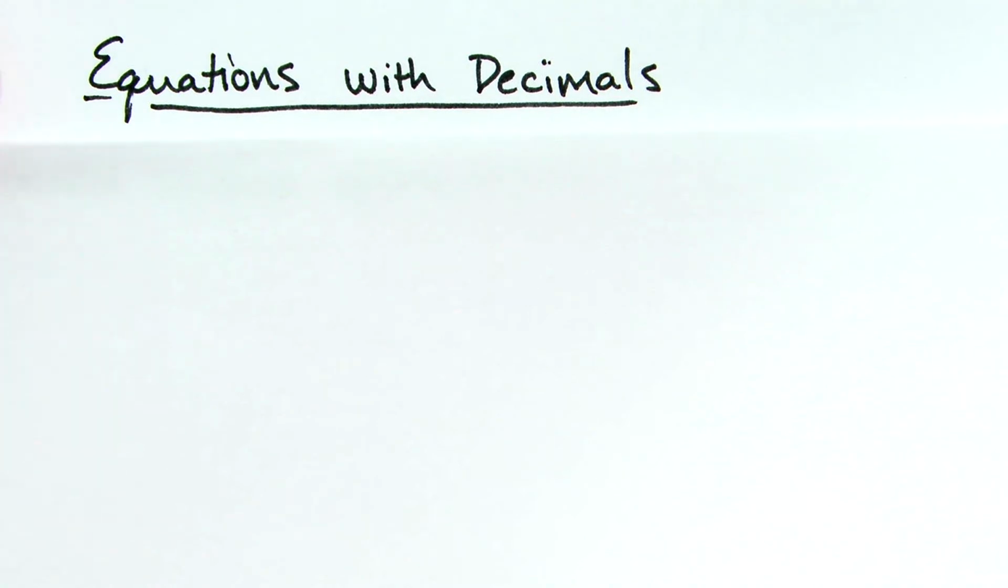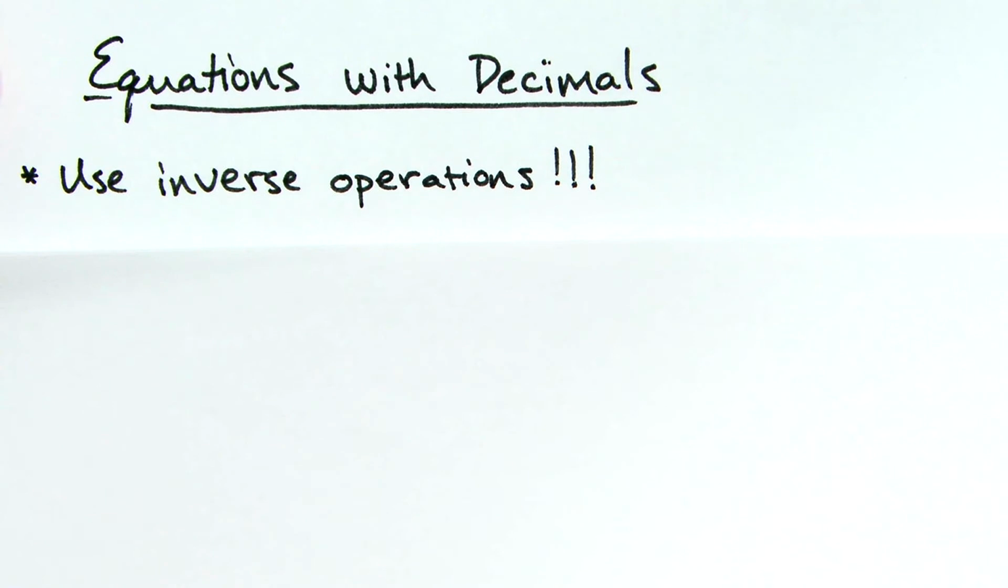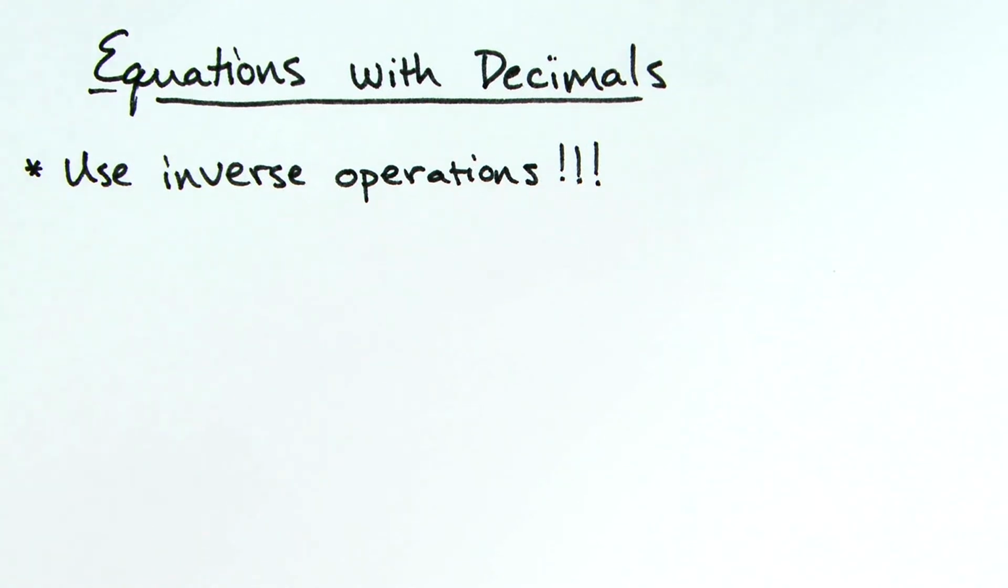We're still going to use the inverse operations. That means if it wants us to add, we'll subtract. If it wants us to multiply, we'll divide, and so on and so forth. Nothing really new to teach, so let's just get into some examples and how you would solve these.